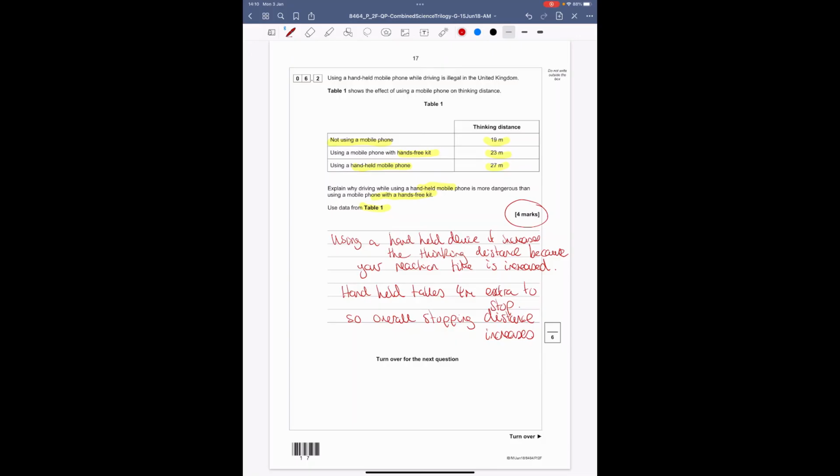So you would have got 2 marks for this top part. So it's saying, as the handheld device, it increases the thinking distance because your reaction time is increased. 1 mark for actually quoting the data, saying it's 4 metres extra, and therefore saying it affects the overall stopping distance.